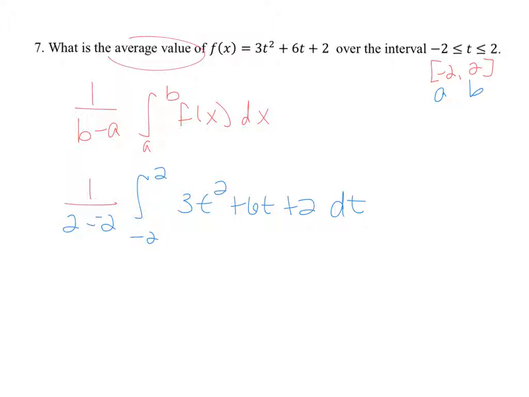Be careful with your notation. I will take off if it's not correct. This is an integral with respect to t. These become 4, so 1 over 4. And I'm going to integrate this. So this becomes 3t cubed over 3 plus 6t squared over 2 plus 2t from negative 2 to 2.